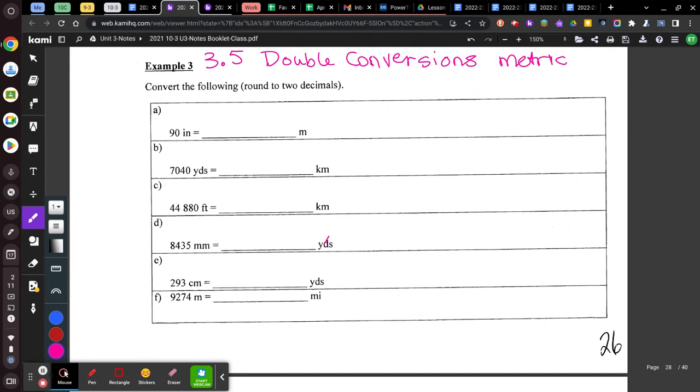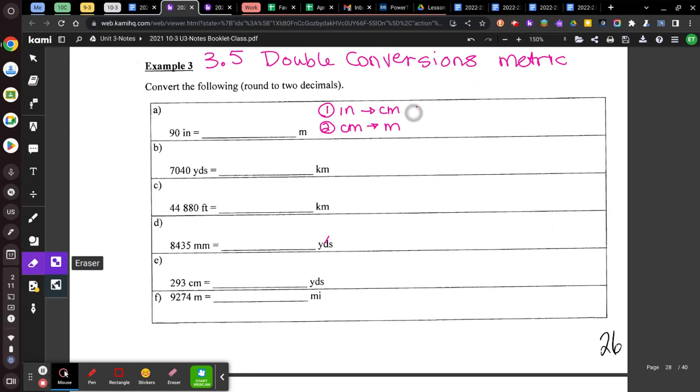First of all, you're going to look on your chart and you're going to notice that sometimes you have to go, that's why it's called a double conversion, because on your chart, it's going to say inch to centimeter. There is no inch to meter, which is why you have to do the double conversion. You do inch to centimeter and then centimeter to meter. So step 1 is going to be inch to centimeter, and then step 2 is going to be centimeter to meter.